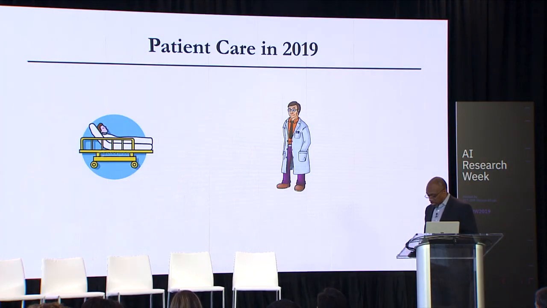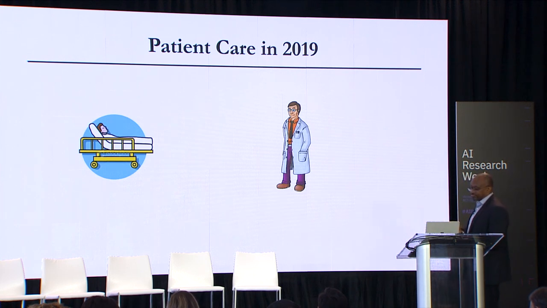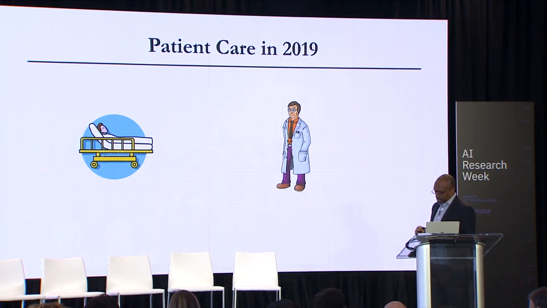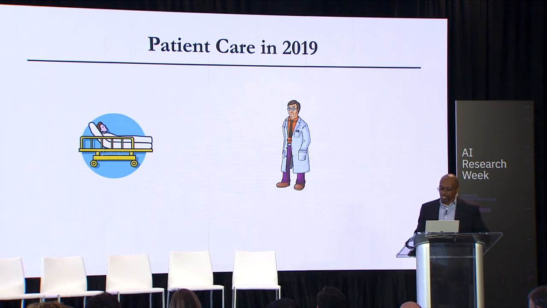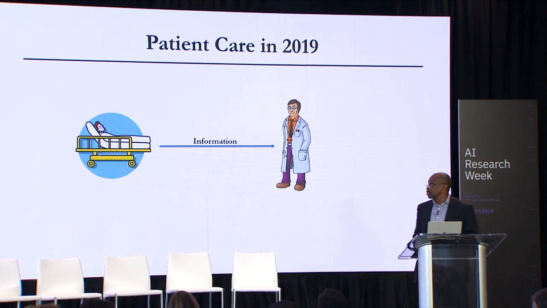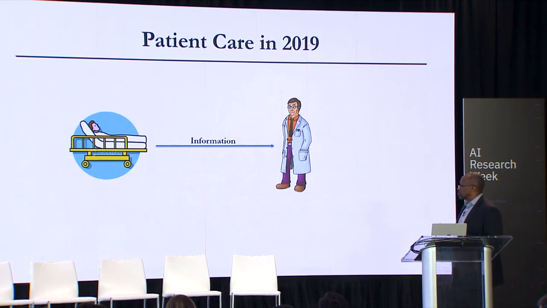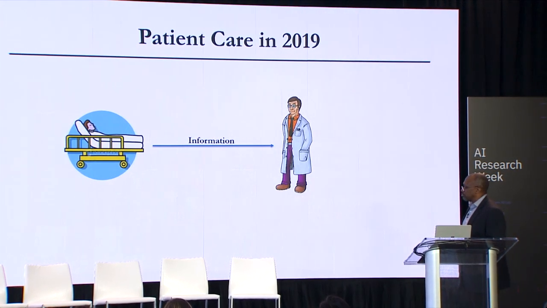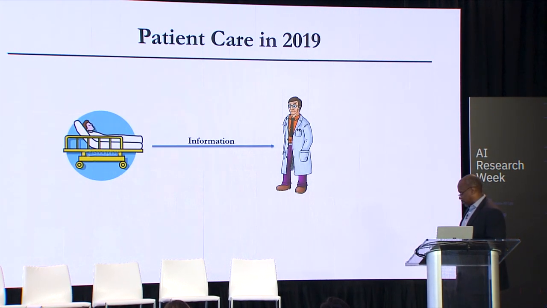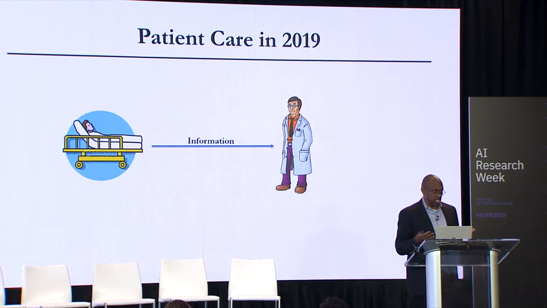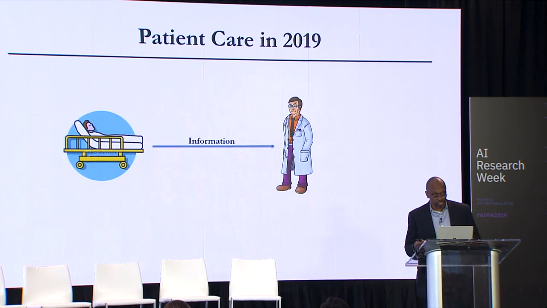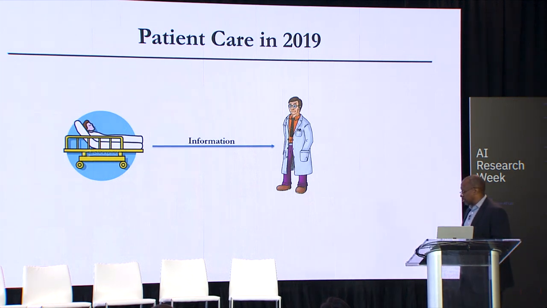So what does healthcare look like today in 2019? We have the clinician, we have a patient, and the patient gives some information to the clinician. That information comes in a variety of forms. Here we have a patient that's been admitted to the hospital, hence they're on the gurney, and there are laboratory studies, there are physical exams that happen by a number of healthcare professionals as this patient traverses the healthcare system.